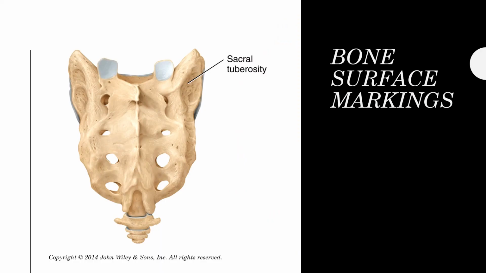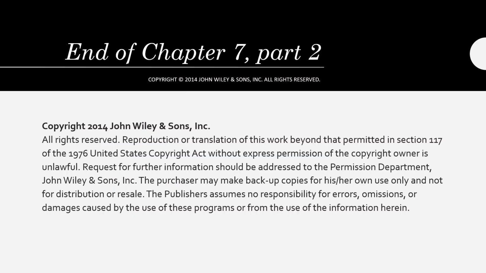A tuberosity. This is a variably sized projection with a large, rough, bumpy surface. So you can see here in this sacral tuberosity, and usually it's an attachment point for a lot of muscles. So remember, all of these different bone surface markings were on that initial table where they are all outlined and defined as well. And that will be the end of Chapter 7, Part 2.